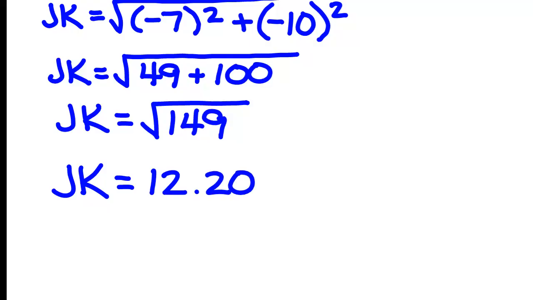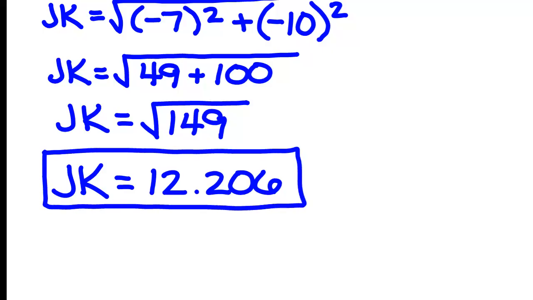12.20. Take it out to a third decimal place for me. 6. Perfect. 12.207 depending on how you round. If you truncate, it's 12.206, and if you round, it's 12.207. Absolutely fantastic.